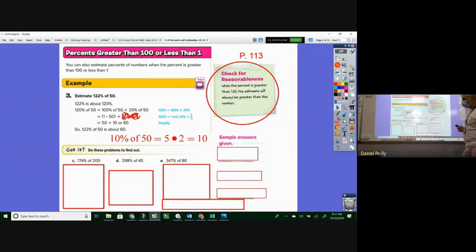Oh, dang, I should have. Wait, what page are we on? 113. Okay.